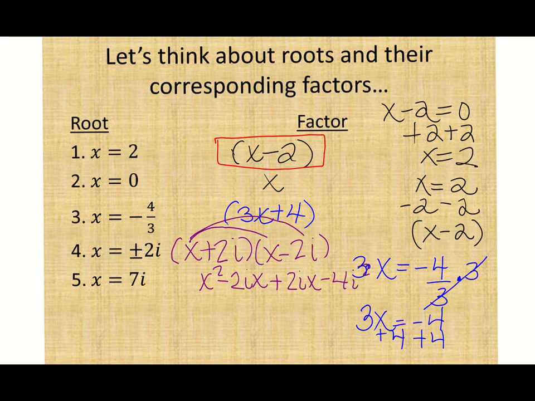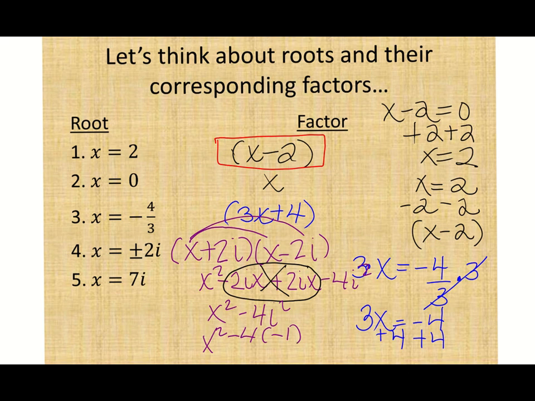Now this is always going to happen because of our complex conjugates or opposites. Those middle terms are always going to cancel out. So here, the ix's are always going to cancel. So I'm just left with x squared minus 4i squared, but we know that i squared is negative 1. So we have x squared minus 4 times negative 1, which gives us x squared plus 4. So that would be my factor of my positive and negative 2i.